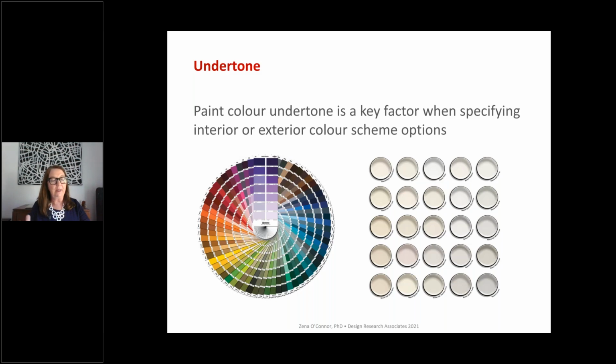I notice with the Resene paints online and also in the fan decks, they always indicate exactly what the undertone is, which I find to be very helpful. So this particular illustration on the right-hand side features 25 popular white paint colours. As you'll notice, some have a yellowish or an ochre undertone, others have a slightly pink undertone, some greenish, some bluish, and some have a grey undertone.